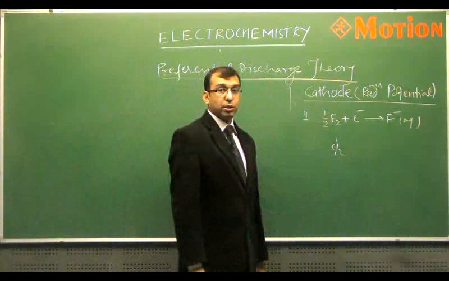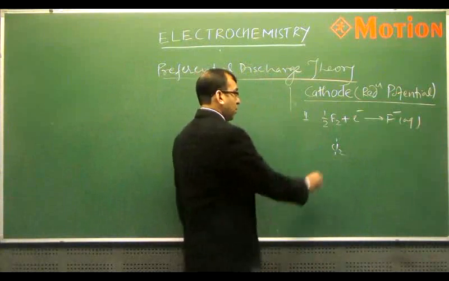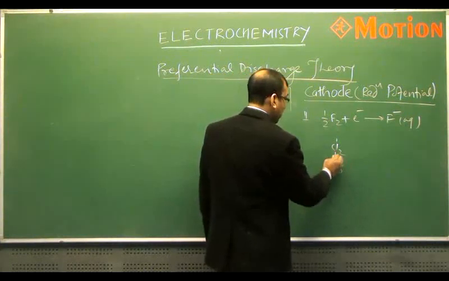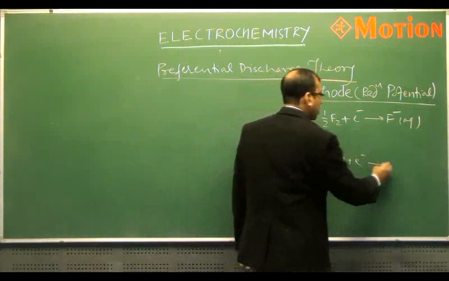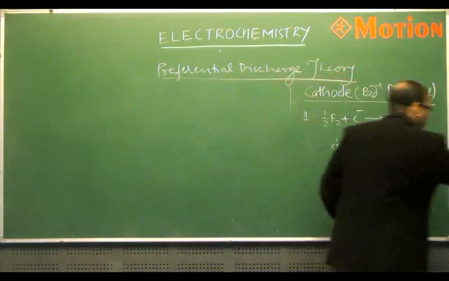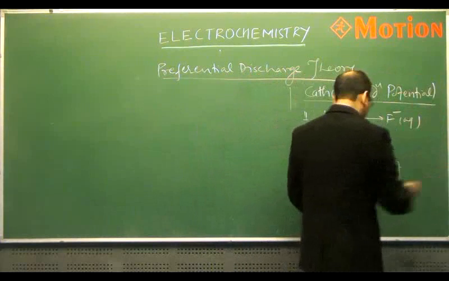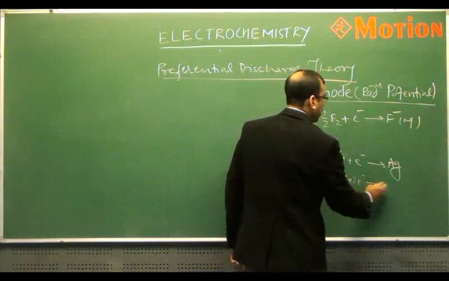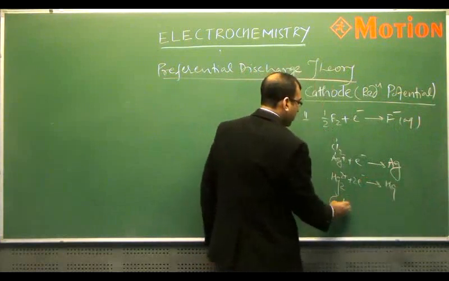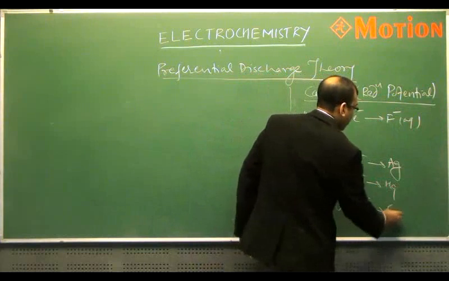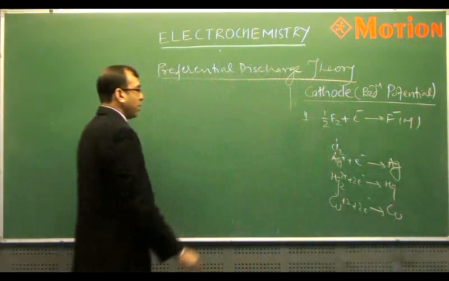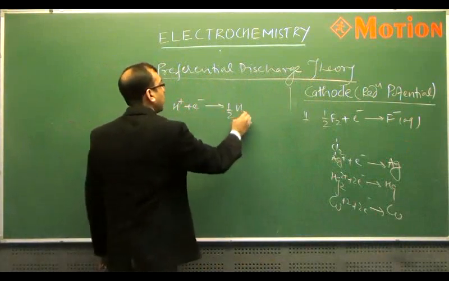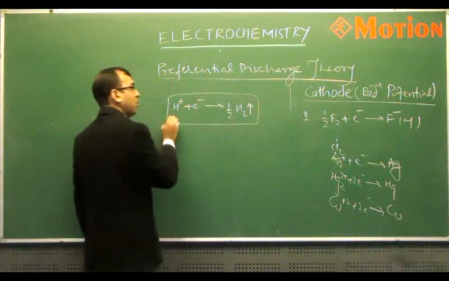So in reduction, F2 is at the top, followed by chlorine, followed by what? Followed by the silver ion. Silver ion plus electron giving silver, followed by the mercurous ion, Hg2 2+ plus 2 electrons giving Hg, followed by copper 2+ plus 2 electrons giving copper. We have then H+ plus electron forming half of H2 gas. E naught is 0.